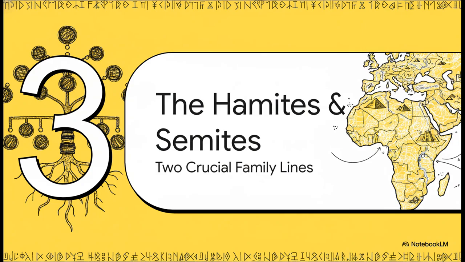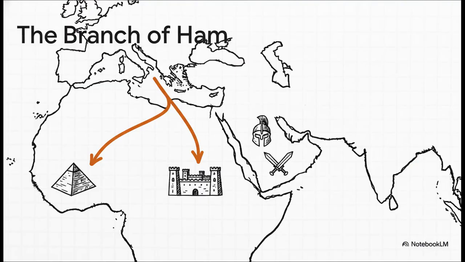Now let's zoom in on the other 2 sons, Ham and Shem, because their descendants are absolutely central to the geography and the politics of the ancient Near East, which is the region this whole story is really laser-focused on. The sons of Ham are linked to the lands south and west of Israel. We're talking Africa, and most importantly, Egypt and Canaan.